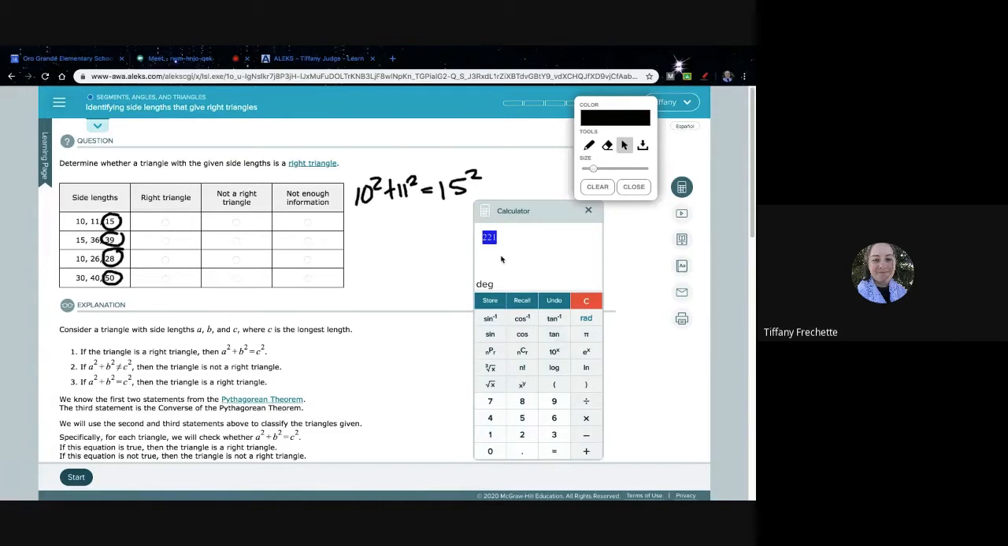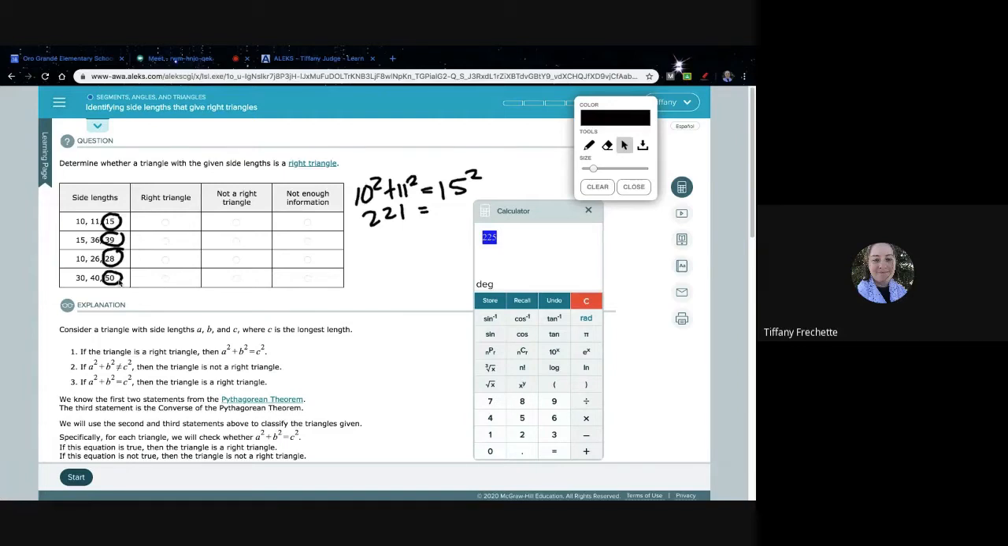So we get 221. I'm going to write this down really quick just so I don't forget. 221 equals, and let's see, what is 15 squared? 15 squared equals 225. Okay, so that's not a right triangle. And we're going to do that for each one. We're just going to go through and test. If we square the first two and add them together, do they equal the third one squared? If yes, then it's a right triangle. If no, then not a right triangle.